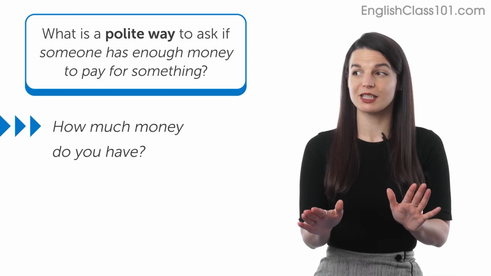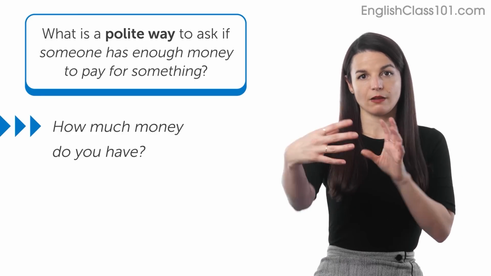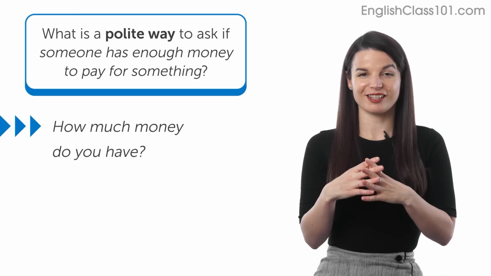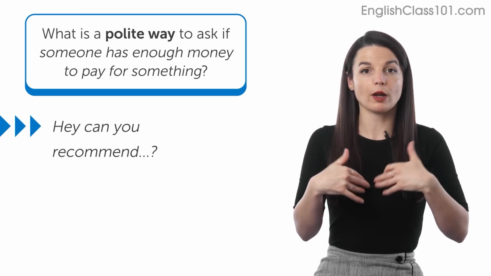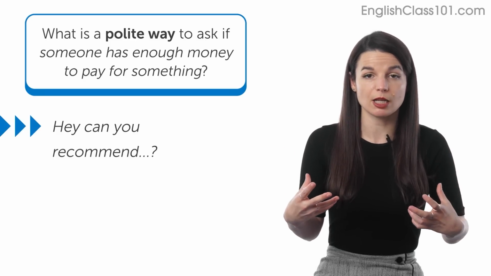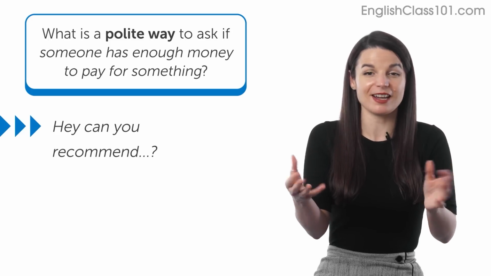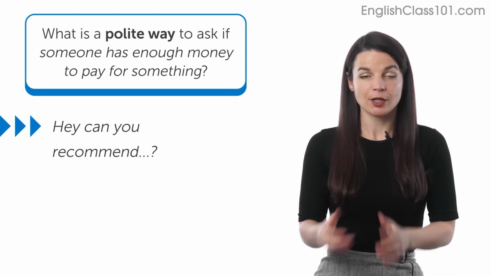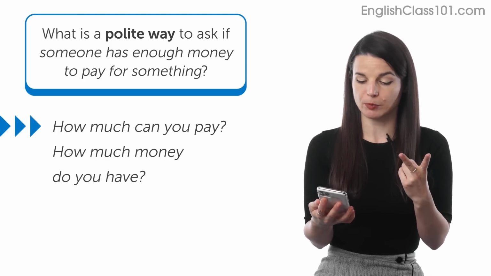It's really important to be polite when you ask this. So in this situation, I think if someone comes to you and says, "Hey, can you recommend a restaurant," or "can you recommend this software product or this maybe technology product for me?" And you want to ask them about how much money they can pay, right? How do you politely do that? So the ones you suggested here are "how much can you pay," or "how much money do you have?"